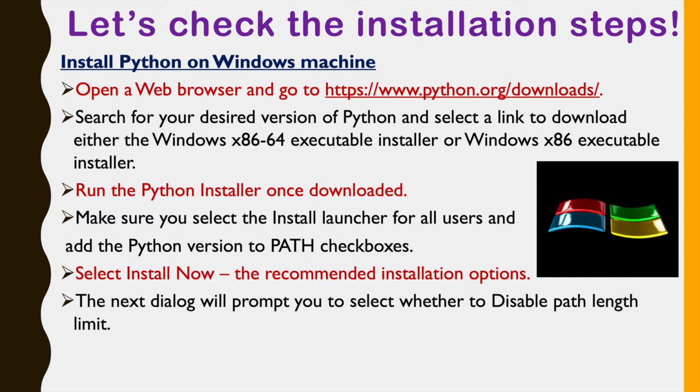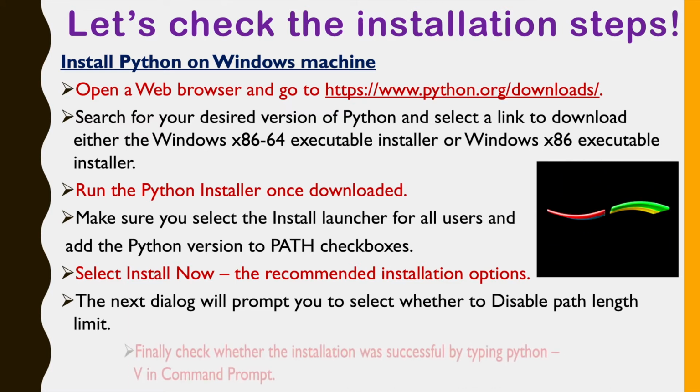The next dialog will prompt you to select whether to disable the path length limit. Choosing this option will allow Python to bypass the 260 character max path limit. Effectively, it will enable Python to use long path names. The disable path length limit option will not affect any other system settings. So turning it on will resolve potential name length issues that may arise with Python projects developed in Linux.